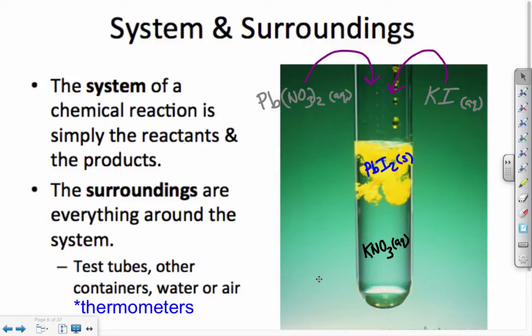The water of the aqueous solutions, the test tube that holds the reaction, as well as the air around the test tube serve as the surroundings for this reaction. Even the student that watches is considered part of the surroundings.